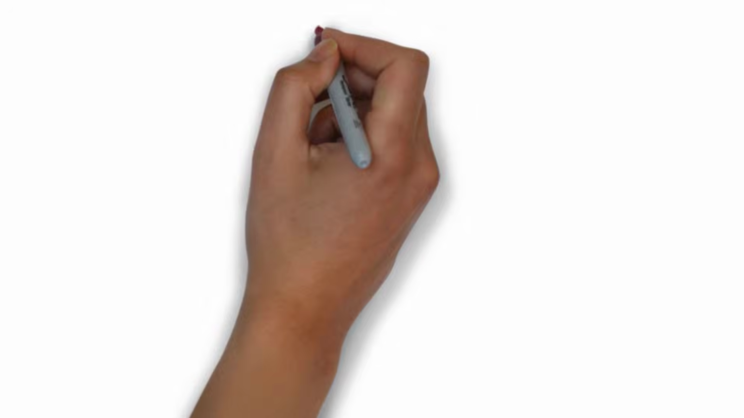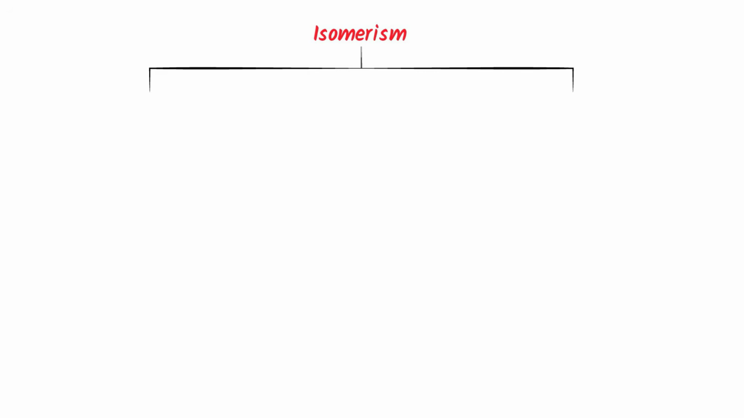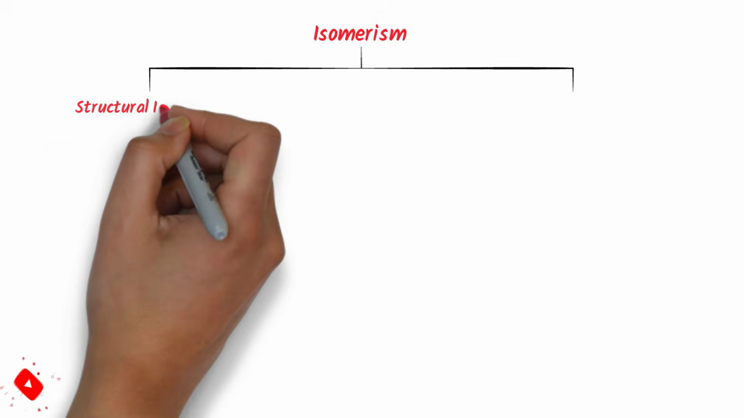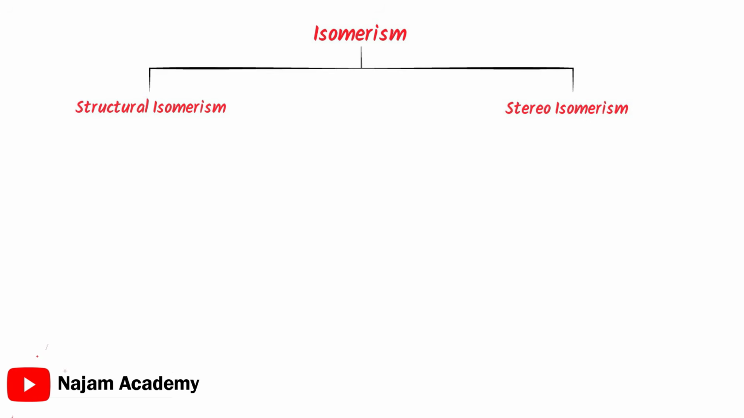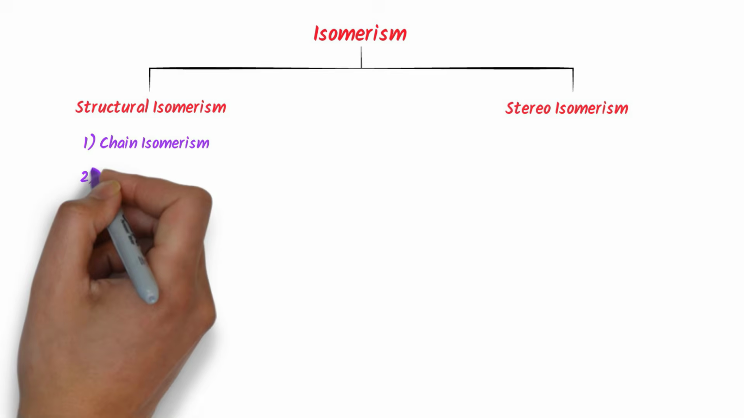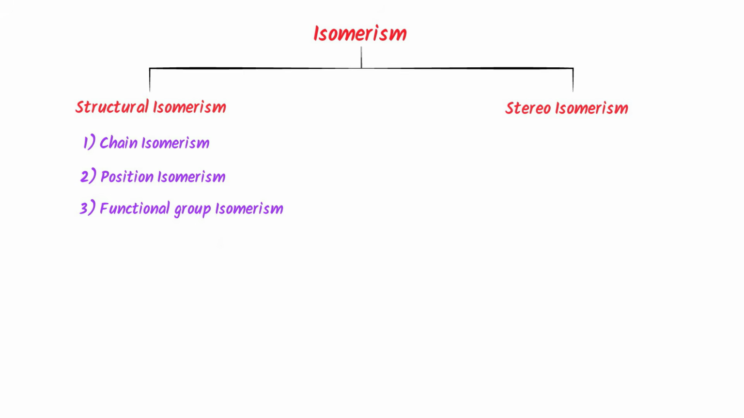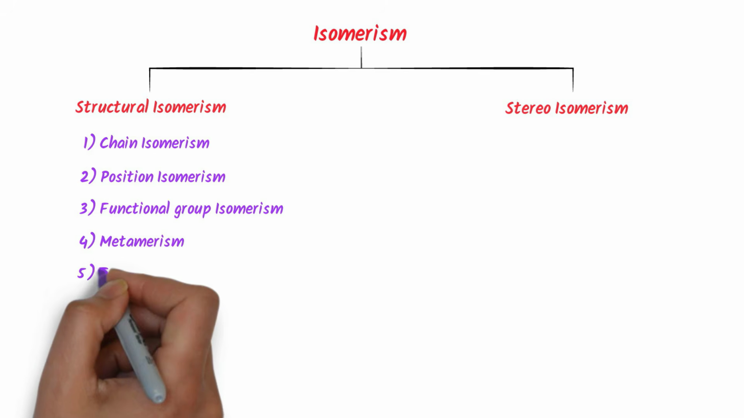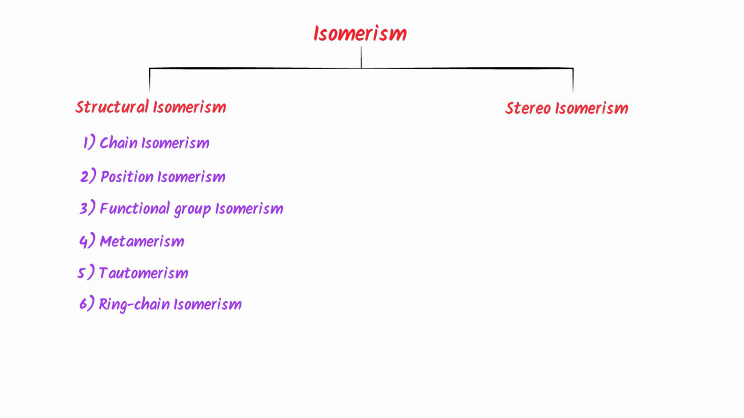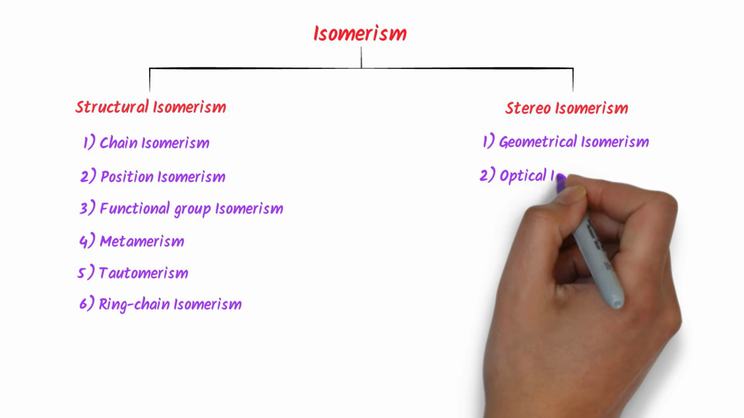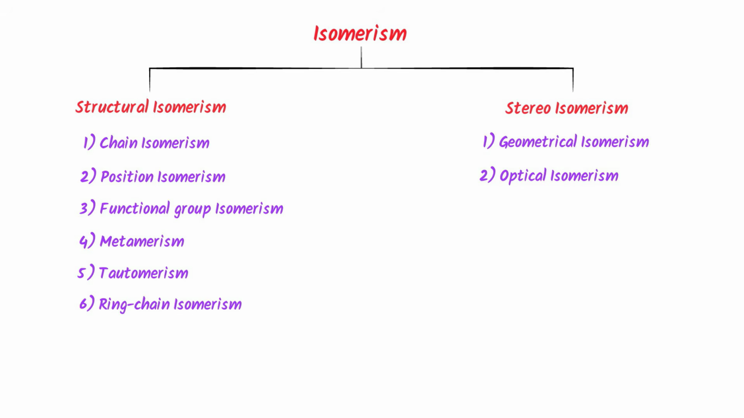Now we will learn the types of isomerism. Well, there are two types of isomerism: structural isomerism and stereoisomerism. Structural isomerism is further divided into 6 categories, like chain isomerism, position isomerism, functional group isomerism, metamerism, tautomerism, and ring chain isomerism. While stereoisomerism is further divided into 2 categories, geometric isomerism and optical isomerism. Hence, these are the 8 different types of isomerism.